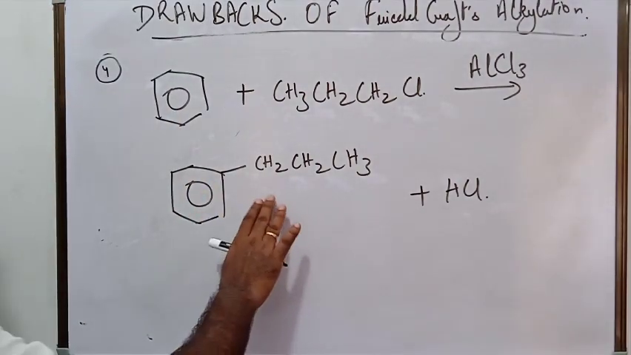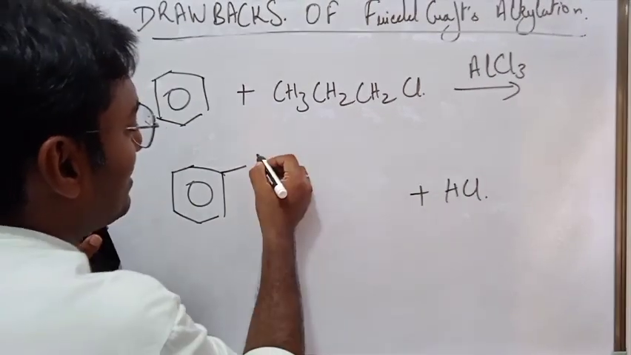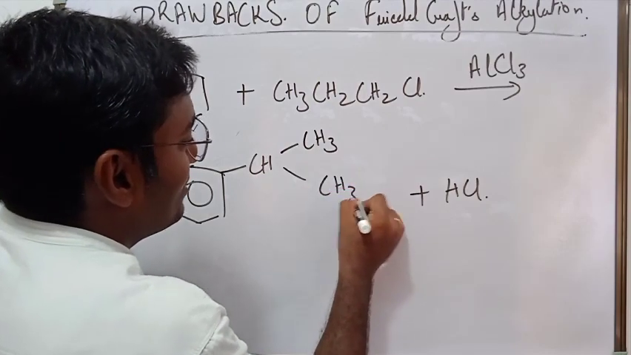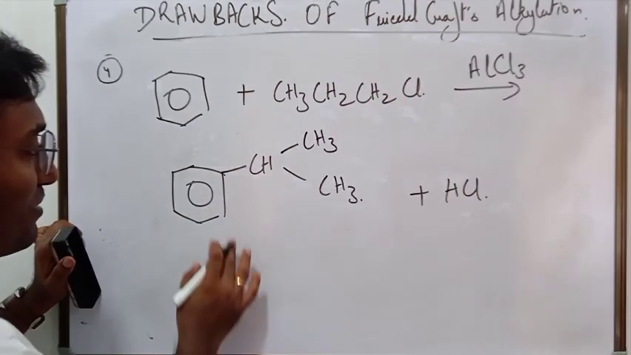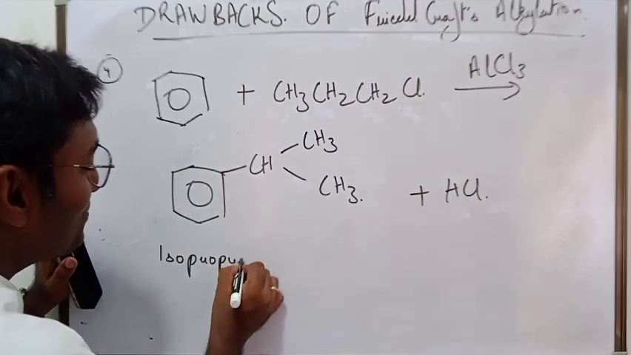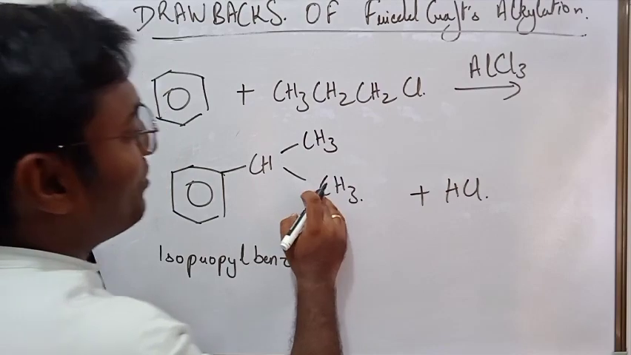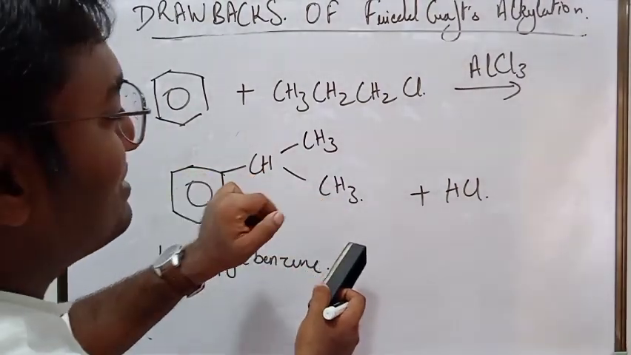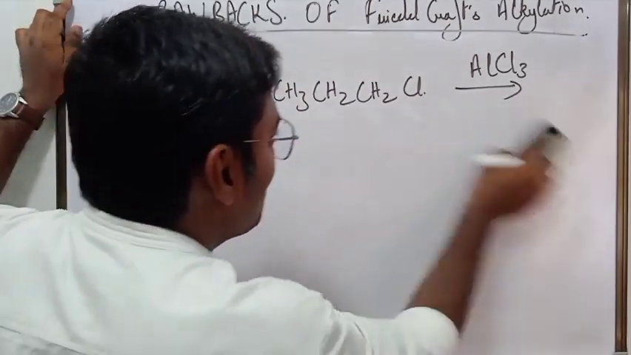But this is not the actual product that you get. You get a product like this. So you were expecting n-propyl benzene as product, but what you have got is isopropyl benzene. So for higher alkyl halides, you won't get the expected product. Why did you get isopropyl benzene? Let me show you why.